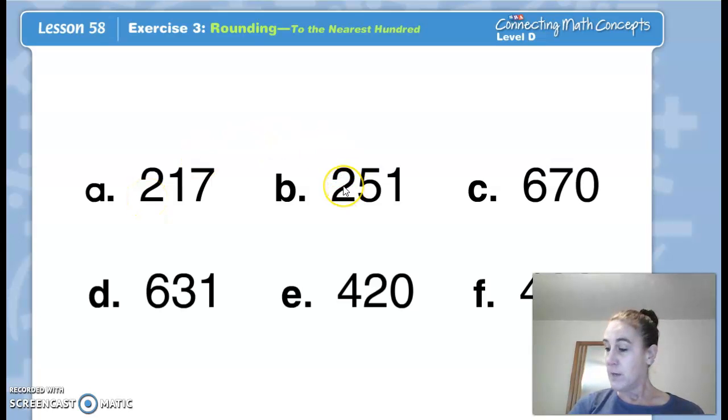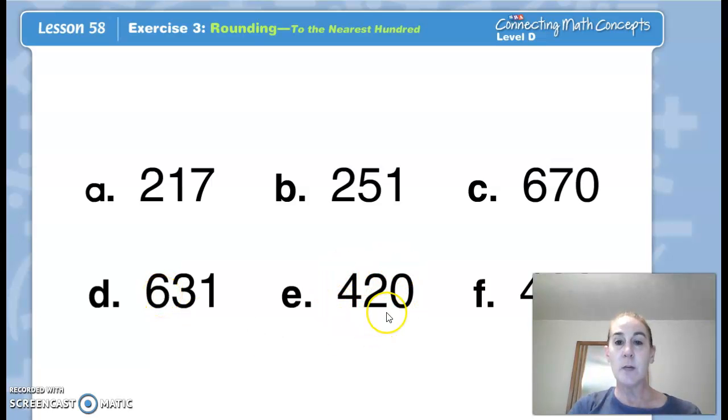For letter B, we have 251. Okay, so 251 would round to, because 51 is more than 50, it would round up to 300. Letter C, what would you round 670 to? 700, because 70 is more than that midpoint of 50. Okay, what about letter D? Amjad, round this one. Yep, you would round down to 600.